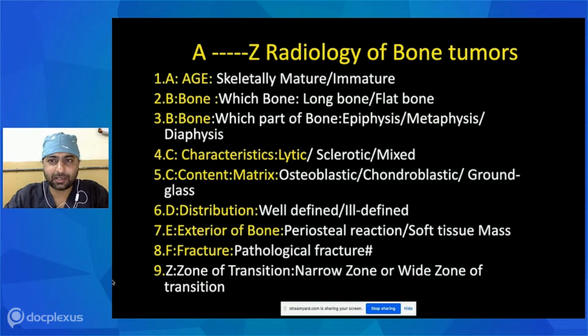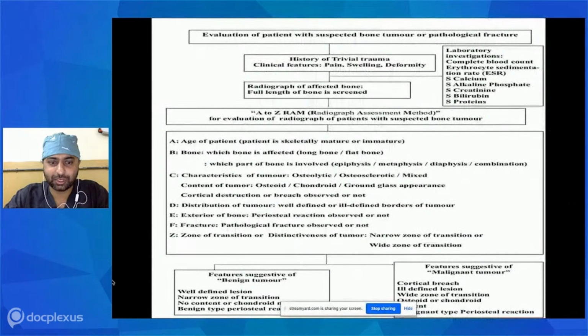So we had prepared an algorithmic approach for any patient. Again, this was published in the same journal, and we can take the history of the patient, get blood investigations done, and read the X-ray according to this method A to Z. And we can differentiate the patient into a benign tumor or malignant tumor. Again, I will insist on the word: these findings will be suggestive of a benign tumor or malignant tumor.